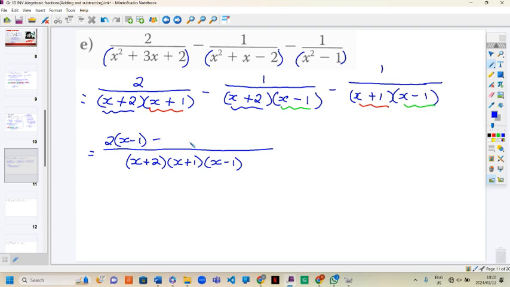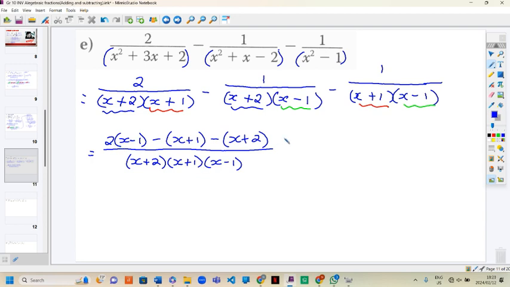Minus, x plus 2, x minus 1, x plus 2, x plus 1, x minus 1. So what's missing here? There's a bracket missing. It's the x plus 1. Fantastic. Keep the x plus 1 in a bracket. Minus, x plus 1, x minus 1. What's missing? There's a bracket missing here. Which one is it? It's x plus 2. Fantastic. Alright, let's look at that.